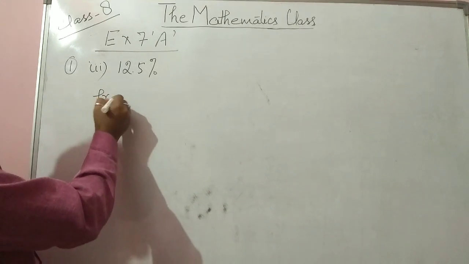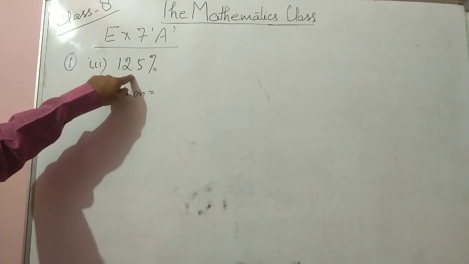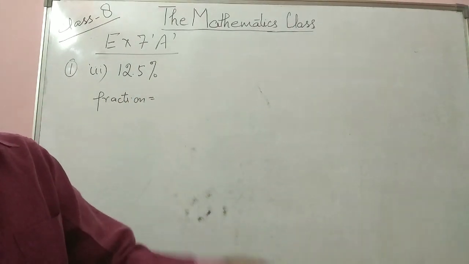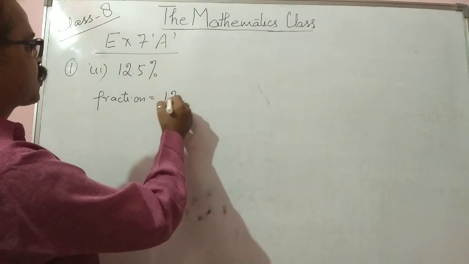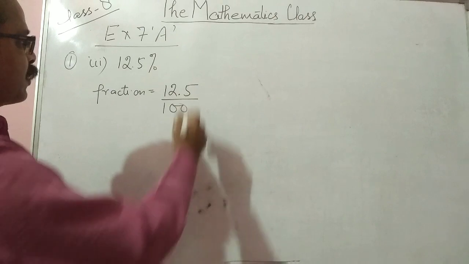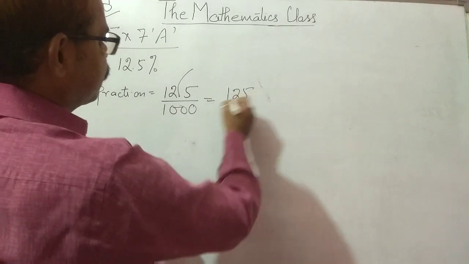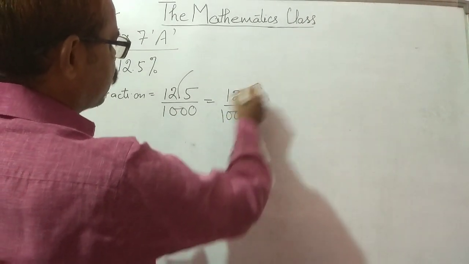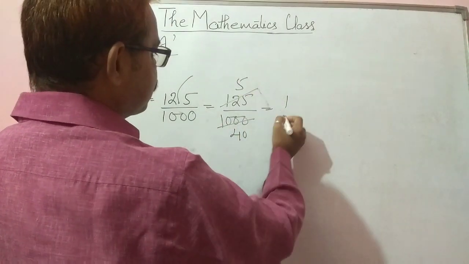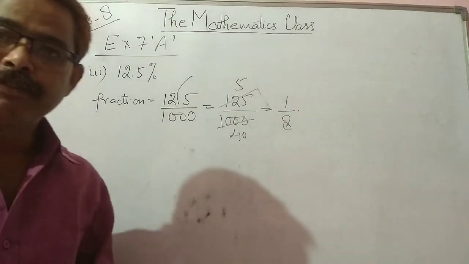So when we are writing in a fraction, this percent will be written as a number with denominator 100. So simply you can say 12.5 upon 100. Now when you remove this decimal, you can increase one more zero, so it becomes 125 upon 1000. Now 25 5s are 125 and 25 40s are 1000. So it becomes 1 upon 8. This is the fraction part.